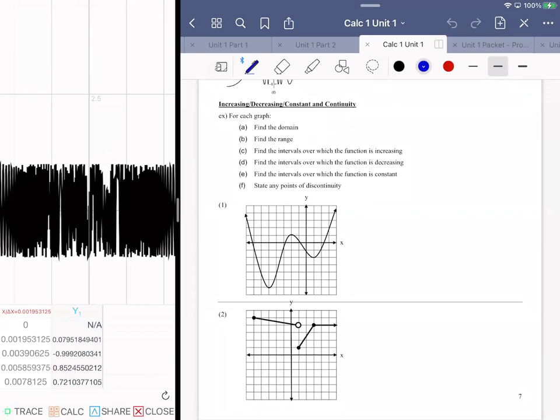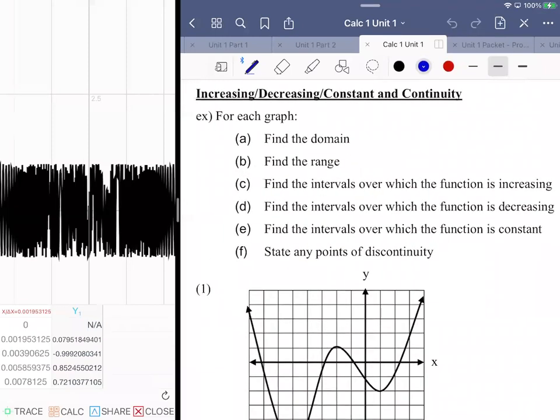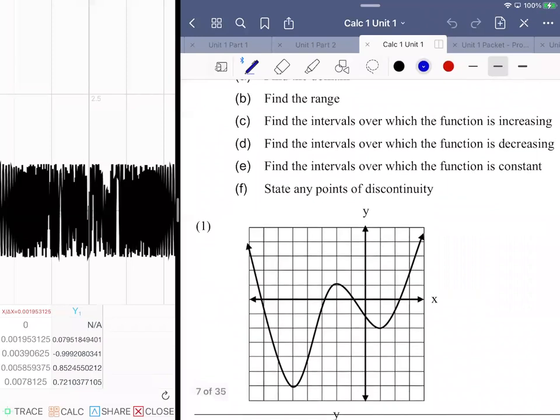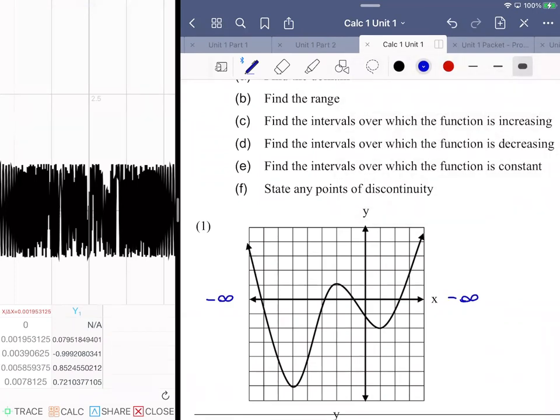So what we're going to do is mark these graphs up and show you the bits and pieces. So domain are the possible values of x. If I look at the values of x here, I can see the x-axis extends from negative infinity to infinity. So I would just trace along this graph and make this thick. I would trace along this graph from negative infinity.